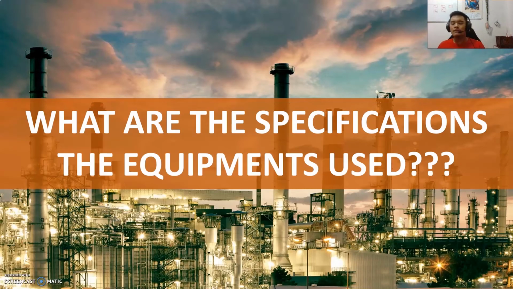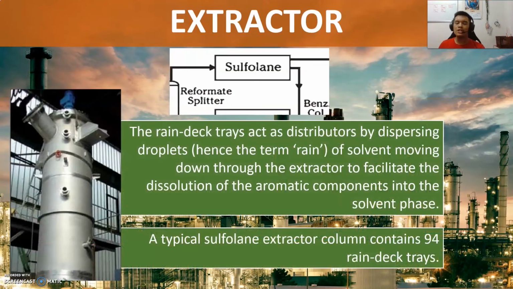So, what are the different specifications of the equipment used? What are the different heuristics or design properties that chemical engineers use when dealing with sulfolane process flow diagrams? Well, for the extractor in the sulfolane process unit, the major heuristic is that the rain deck trays act as distributors by dispersing droplets, hence the term rain, of solvent moving down through the extractor to facilitate the dissolution of the aromatic components into the solvent phase. A typical solvent extractor column contains 94 rain deck trays.